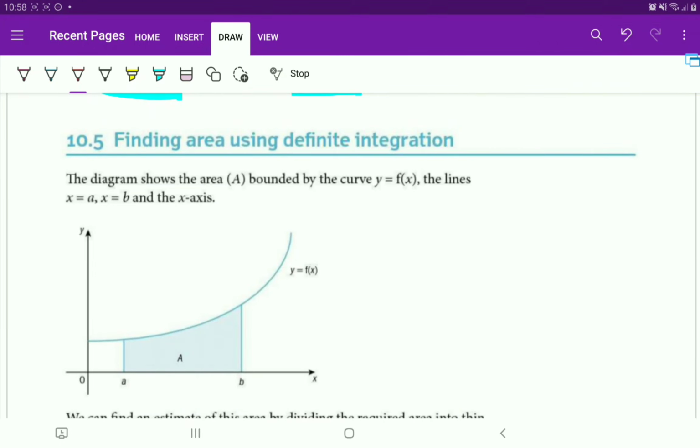Finding the area using definite integration. So one of the applications of integration is to find the area under the curve, and that area is said to be the integral of the function of x dx, or A is equal to the integral of y dx. But where does this formula come from? It actually comes from the idea of these.